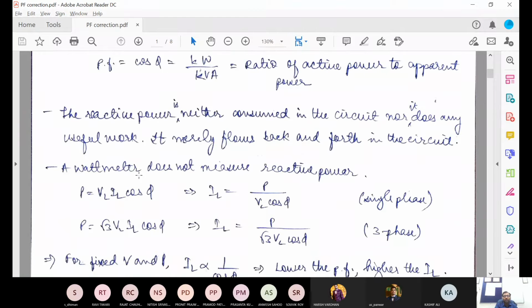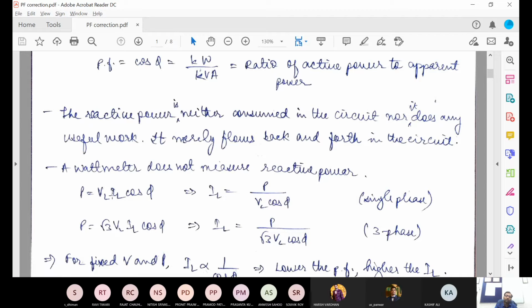Also, this is one fact which people from an electrical background might already know, but for everyone: a wattmeter does not measure the reactive power. So we know that the wattmeter reading is always in kilowatts, megawatts, or simple watts. So reactive power is not captured there, and these are the two equations we know for power transfer in a single phase circuit and a three-phase circuit.